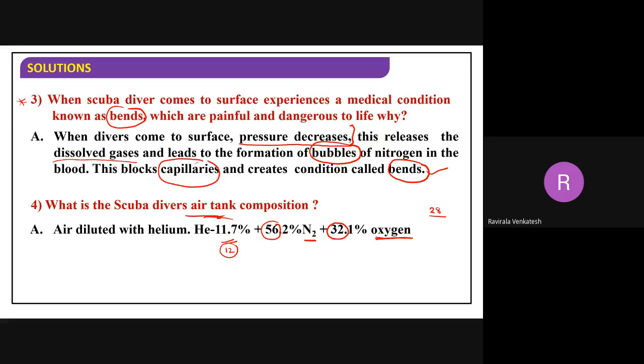In this way you can remember. Oxygen molecular weight 32, nitrogen molecular weight 28. Take double time because nitrogen will be in excess. Generally nitrogen will be in excess. So you can remember the remaining will be helium. So the composition is very important. You can remember like this, right? Next.